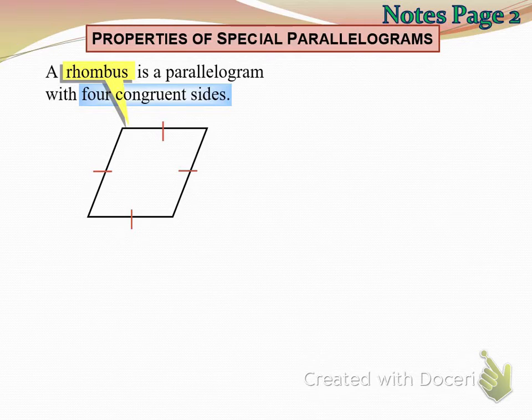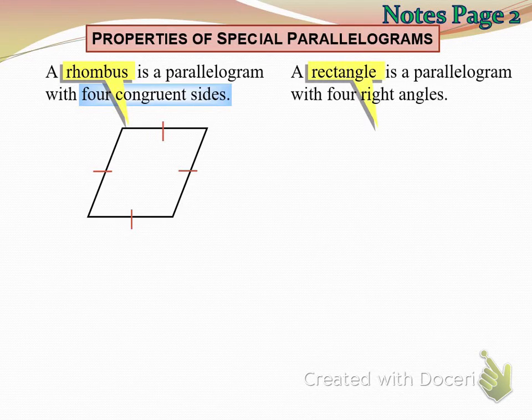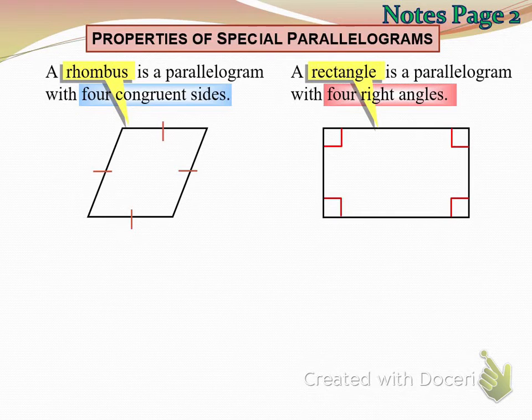Next week on your properties quiz, you will need to know that definition. So 4 congruent sides. All right, and then the next one you can probably guess. What's the picture to the right? A rectangle. A rectangle is a parallelogram with 4 right angles. So it's a type of parallelogram with 4 right angles.